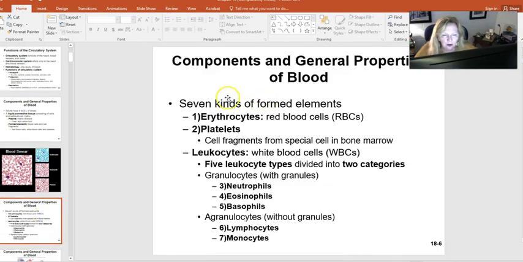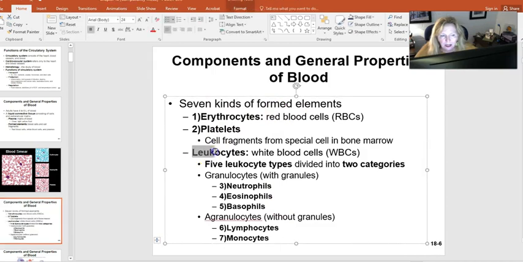So again, when we're thinking about the components of blood and what makes up blood, we do know that there are these different formed elements. Leukocytes, there are many different kinds of white blood cells. White blood cells aren't all created equal. They look different from each other. Neutrophils look different from eosinophils versus basophils, lymphocytes, monocytes. They look different from each other because they have very different functions.